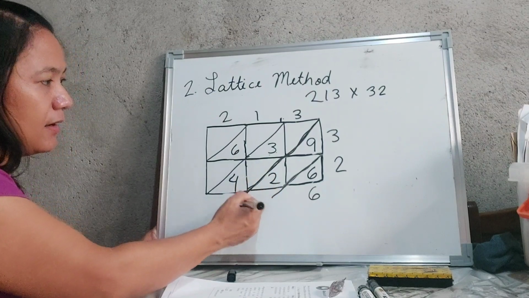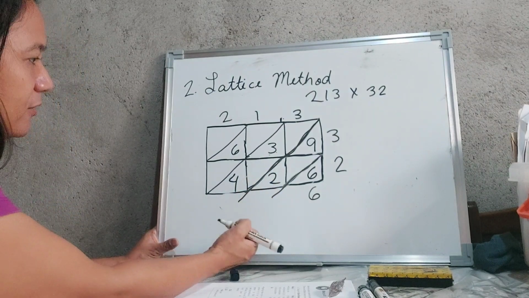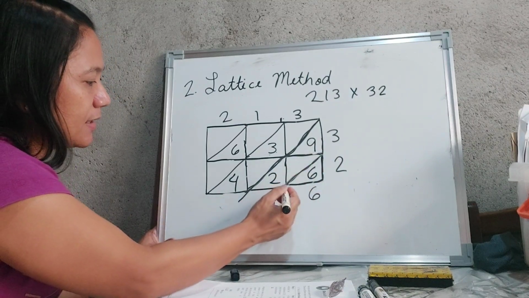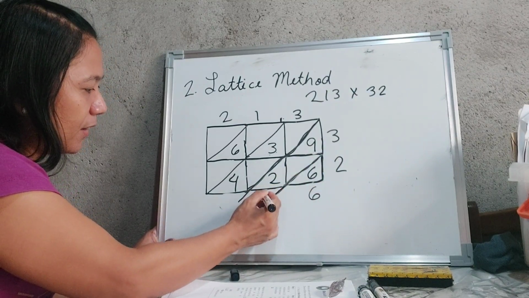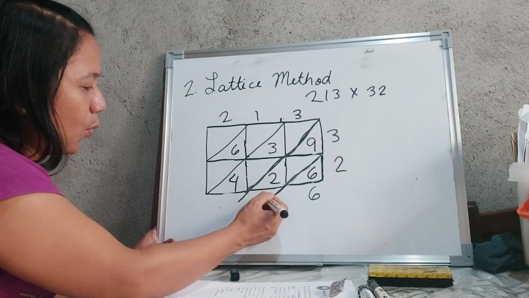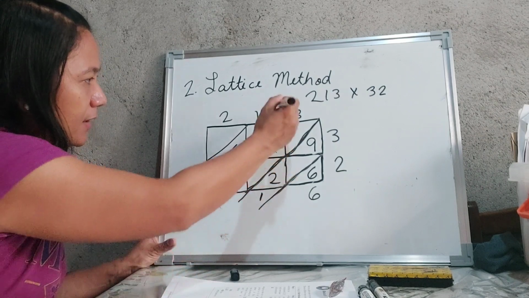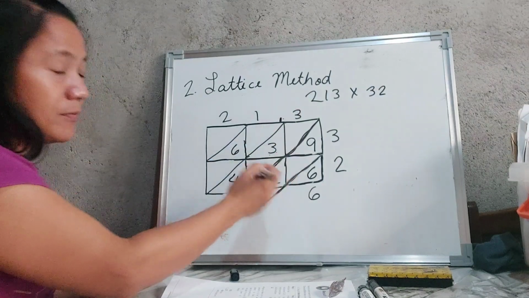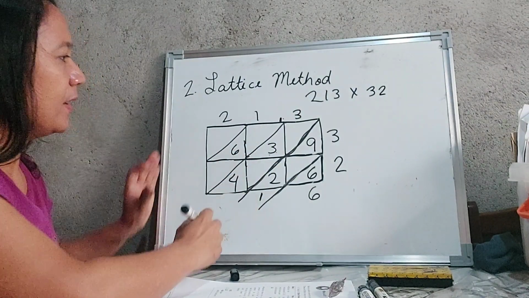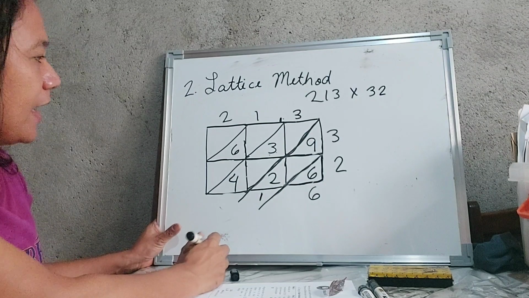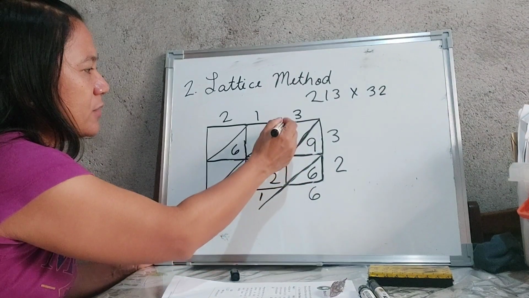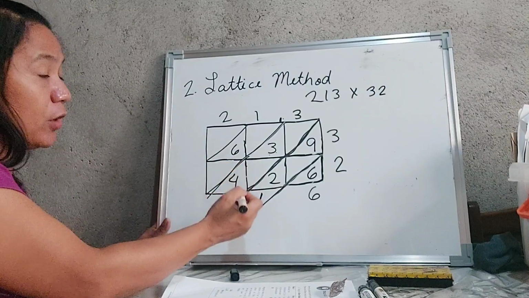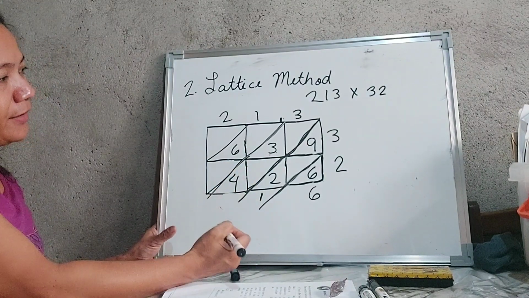diagonal. Ilang numbers ang meron tayo? We have 9 and 2. 9 plus 2 is 11. I will write down the ones value here and the tens value sa susunod na column kasi meron tayong carry. And then after that, I will proceed to the number 3 column or diagonal area.